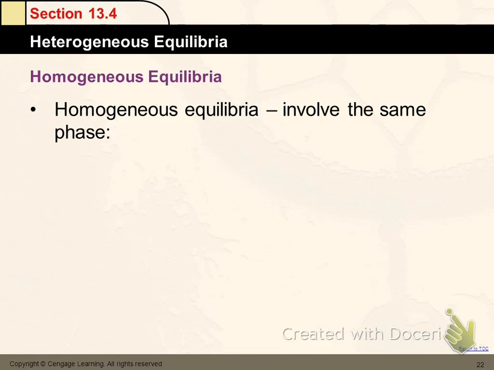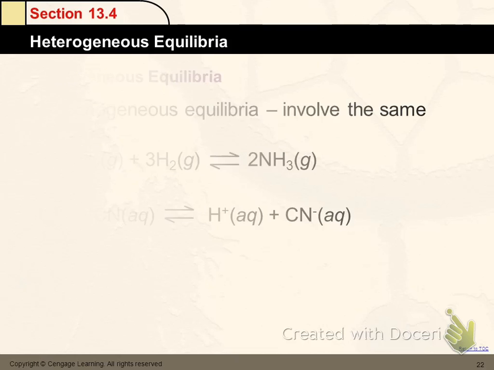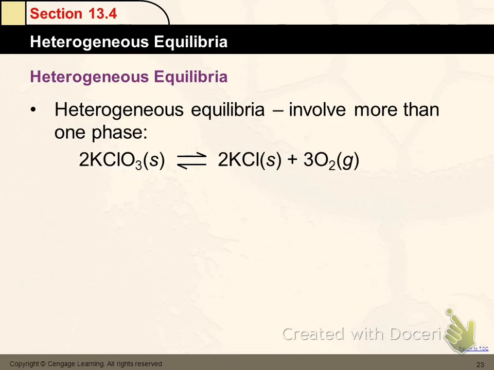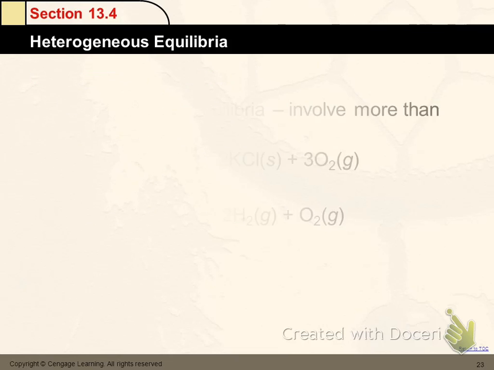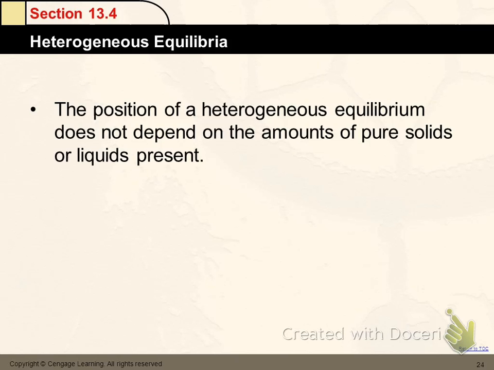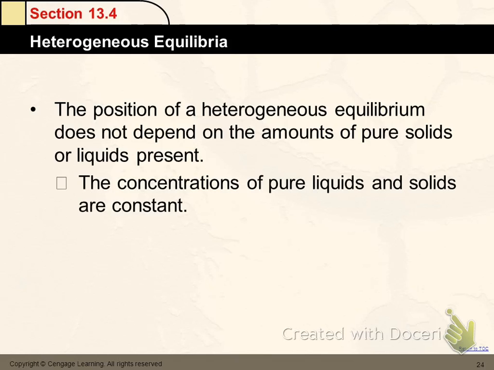Now, some of these things I'll run through very quickly because they're actually fairly simple. Homogeneous equilibrium just means all things are in the same phase, either aqueous, gas, or solid. Heterogeneous just means that we now have more than one phase in this party. Now, the position of a heterogeneous equilibrium does not depend on the amount of pure solids or pure liquids that are present.